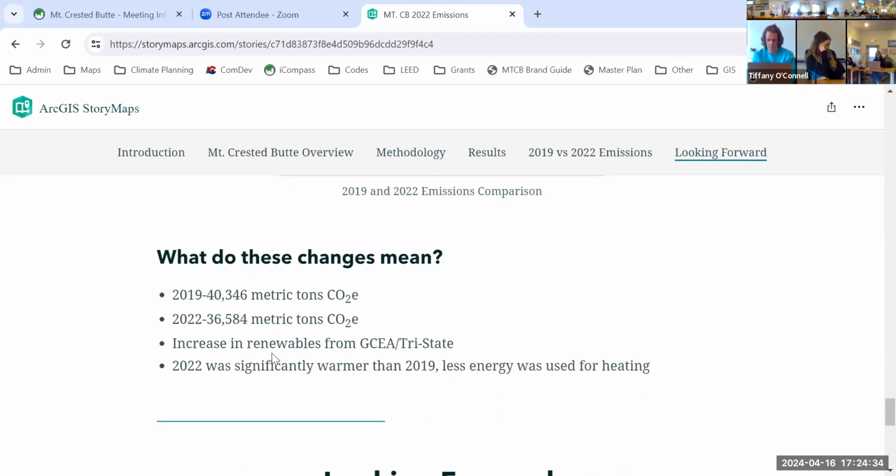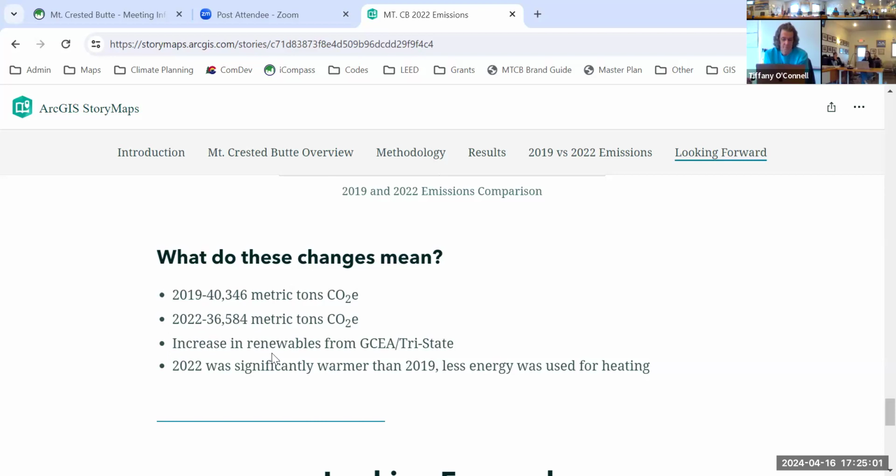So what do these changes mean? Right here, I have outlined the numbers of metric tons of CO2 equivalents, and you can see that there's around a 4,000 ton decrease of emissions from 2019 to 2022. The town of Mount Crested Butte has not really taken any specific actions to help reduce our emissions, but there are a few things that this trend can be attributed to.